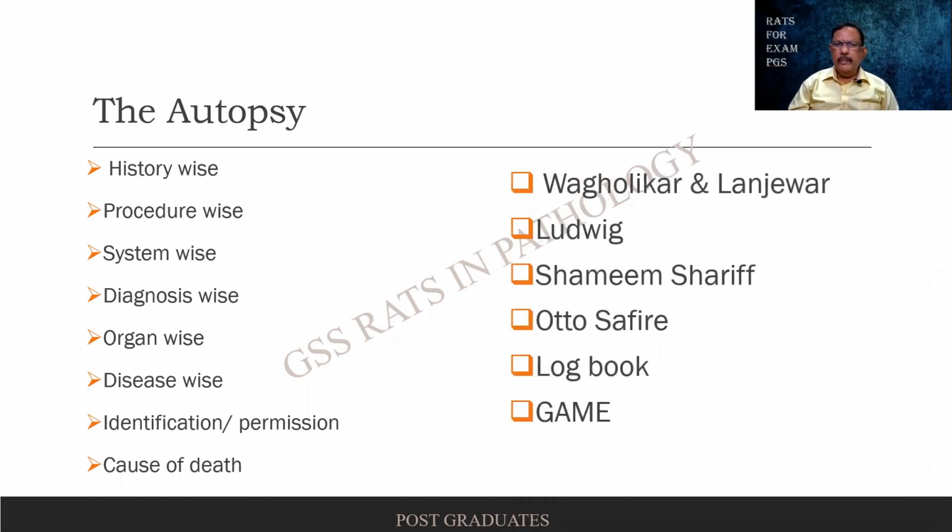And there are a beautiful list of books which have stood the test of time. Vagoliker and Langevar. It has come out recently. Ludwig, a beautiful book. Shamim Sharif, Autopsy, your own logbook. That is important for you to follow because in that the various systems and the organ details will be there. Game is one that I have recently added to the list. This is one of my channels, Gross and Microscopy Explained.